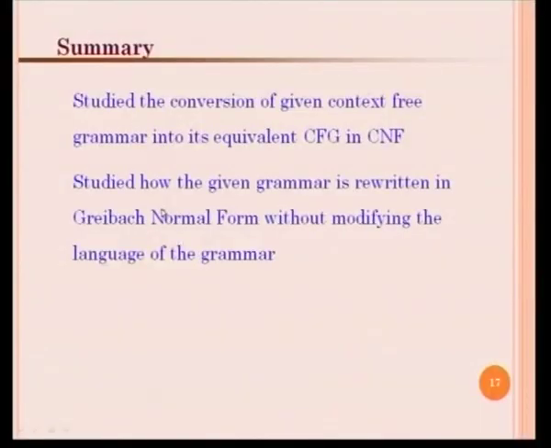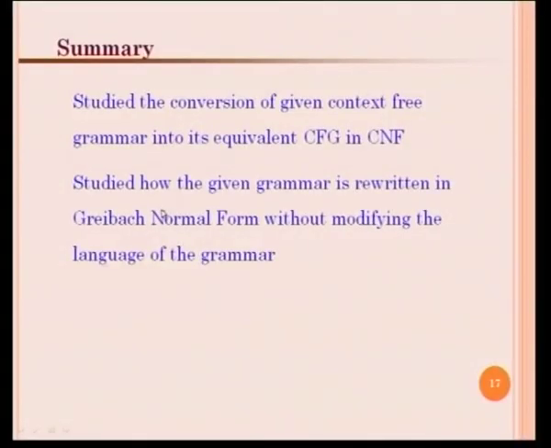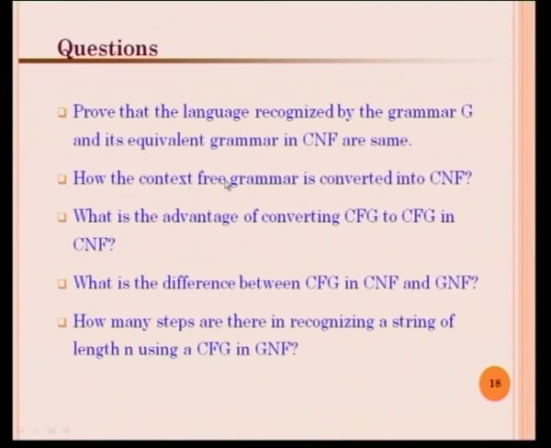Let us summarize what we have seen in this class. We have seen the conversion of the context-free grammar into CNF, and later we just started the conversion from the context-free grammar into its Greibach normal form. That part will continue in the next episode. As far as the grammar questions are concerned, first, how do we prove that the language recognized by the given grammar is the same as the language of the equivalent grammar in CNF. The next one is how we convert it into CNF.